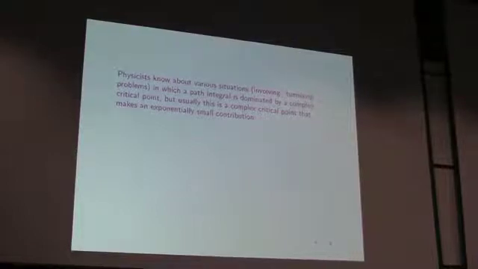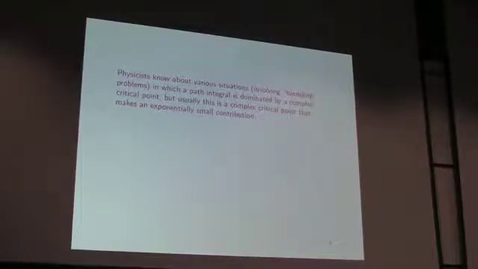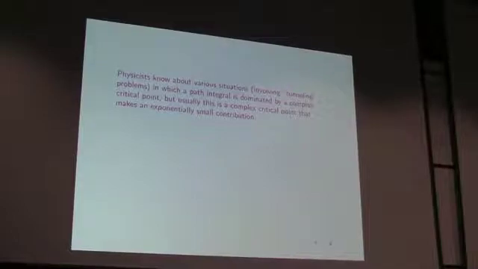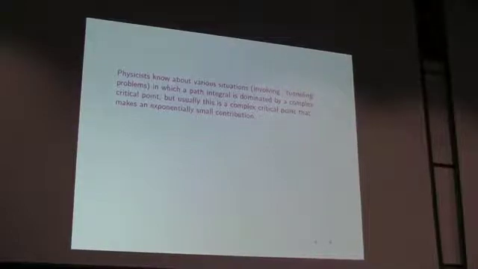Now, physicists know various situations involving tunneling problems. That's one example, and transmission through a barrier is a second. Also, scattering above the barrier. There are various situations in real physics, originally nuclear physics involving alpha decay, but many examples, in which a path integral is dominated by a complex critical point. But it's always, in real physics, a complex critical point that makes an exponentially small contribution.